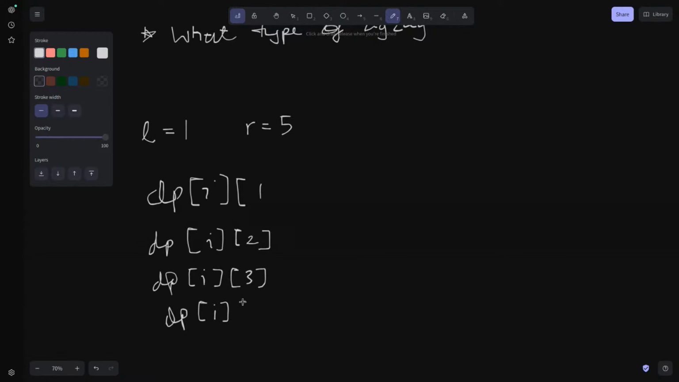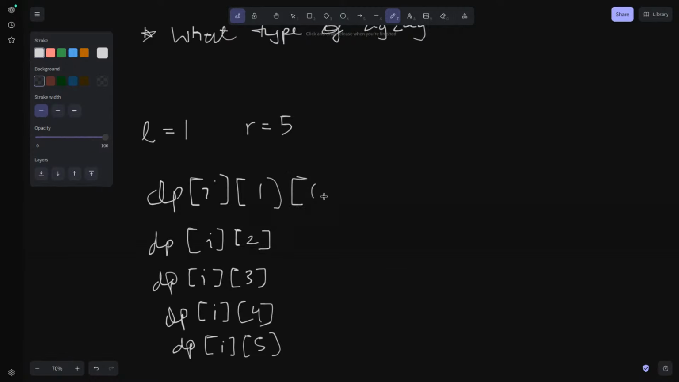So these are the possible ending values, right? Let me just write those down. And then I also want to know whether the last position was going down or going up. If the last position in my array was going down, then the next value must go up, right? So I need to keep track of that.